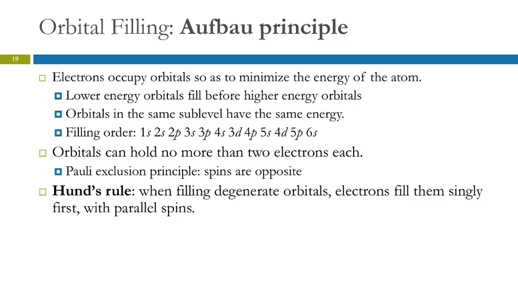Orbitals can only hold up to 2 electrons, and those have to have opposite spins. And Hund's rule says that when you're filling degenerate orbitals, so 2p, there are 3 2p orbitals, the electrons are going to fill them singly first. They're each going to take their own orbital with parallel spins, and then they'll pair up when they have to.